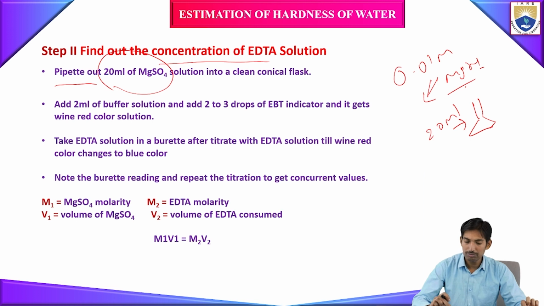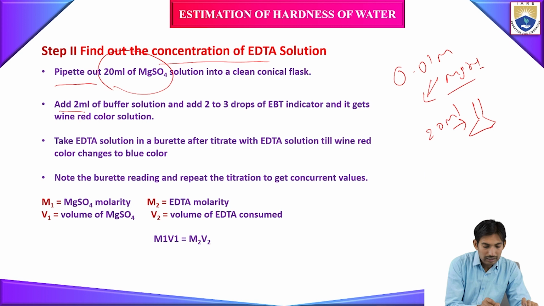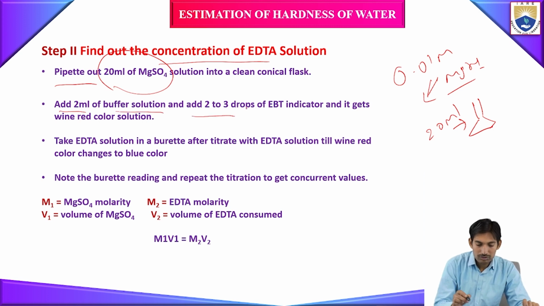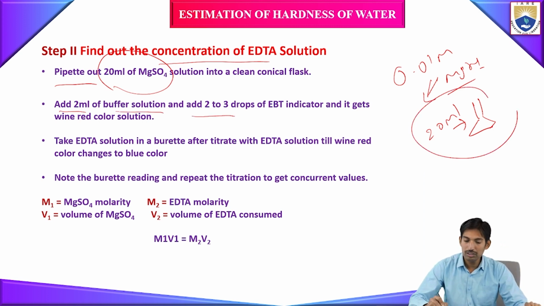0.01 molar, 20 ml magnesium sulfate I have taken into the flask. Then next, add 2 ml of buffer solution and 2 to 3 drops of EBT indicator. To this 20 ml of 0.01 molar magnesium sulfate solution, we have to add 2 to 3 ml buffer solution. What is the buffer? The buffer is ammonical buffer, that is a basic buffer. The composition of ammonical buffer is NH4OH and NH4Cl. That buffer we have to add 2 to 3 ml to this solution, and we have to add 2 to 3 drops of EBT indicator.